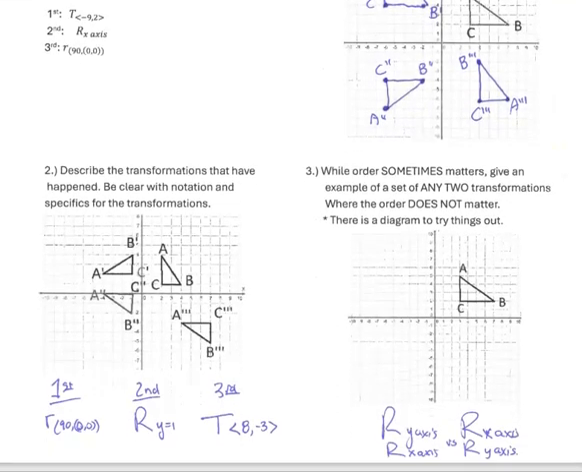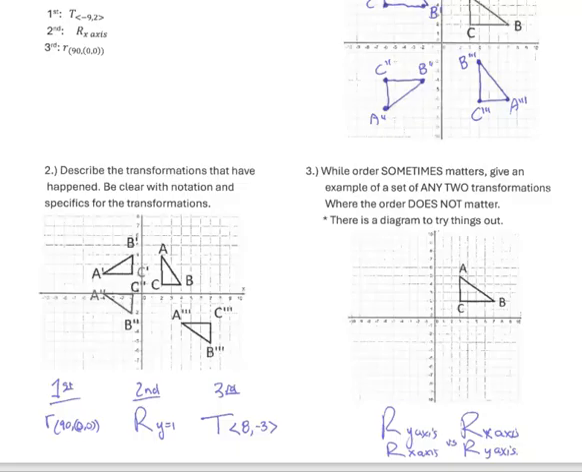On the next one, you're supposed to describe what is happening here. It appears going from the non-primes to the primes, it was rotated by 90 degrees around (0, 0), ending up at the A prime, B prime, C prime location. After that, it is reflected over a horizontal line, which is y equals 1. The third thing seems to be moving right by 8 and down by 3. That is the composition in that order that would bring the non-primes to the triple primes.